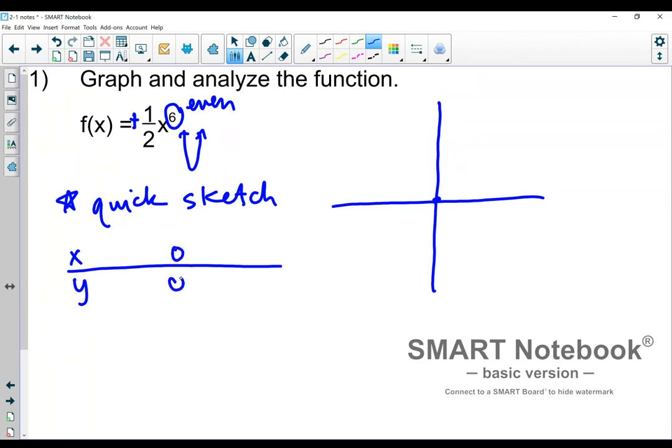If x is 0, y is 0. How about when x is 1? 1 to the 6th power is 1. Half of that is 1/2. Negative 1 would give me the same answer. When I raise negative 1 to the 6th power, I'll get the same thing as a positive 1.